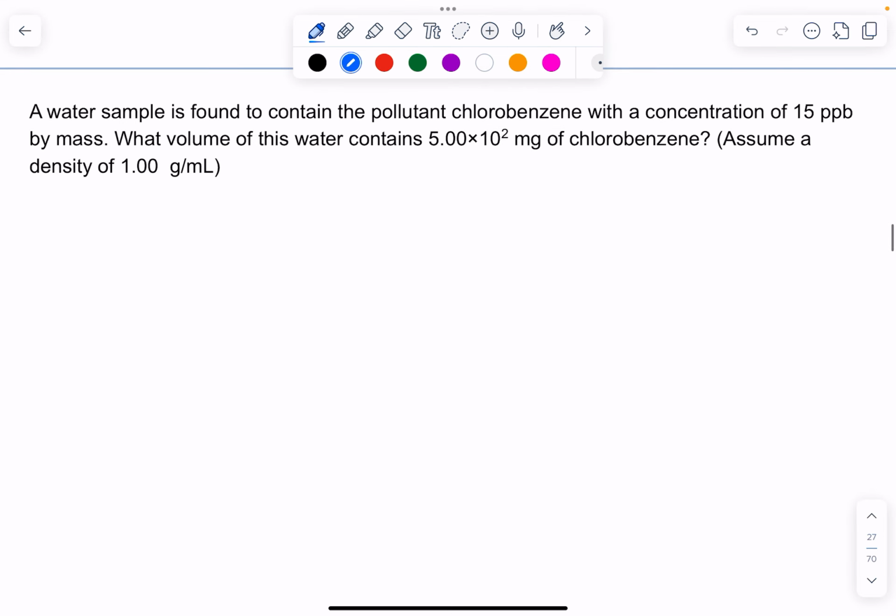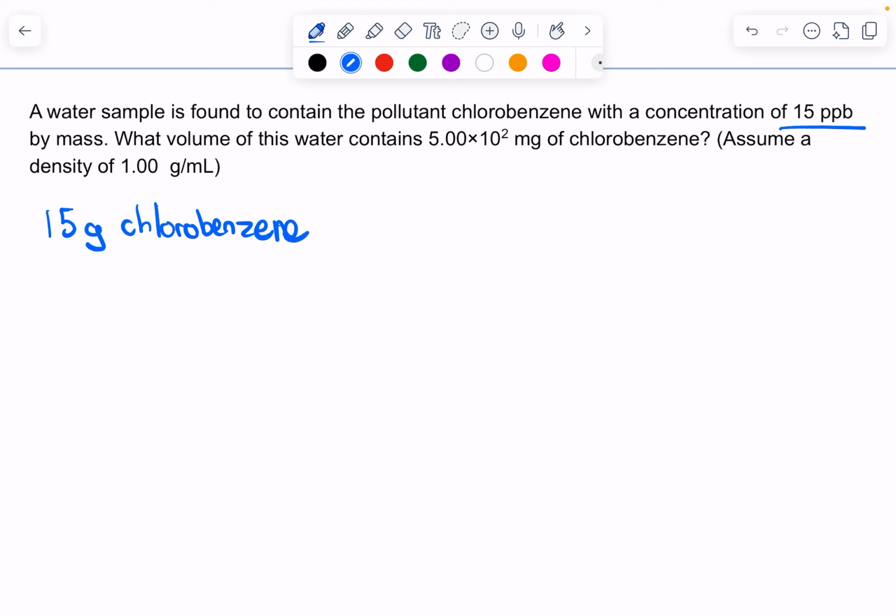A water sample is found to contain the pollutant chlorobenzene with a concentration of 15 parts per billion by mass. I'm going to define this before I even look at the rest of the question, okay? 15 parts per billion by mass. So 15 grams of chlorobenzene per billion grams solution.